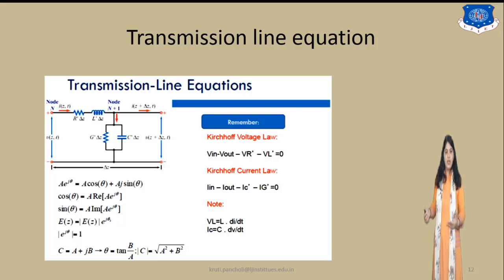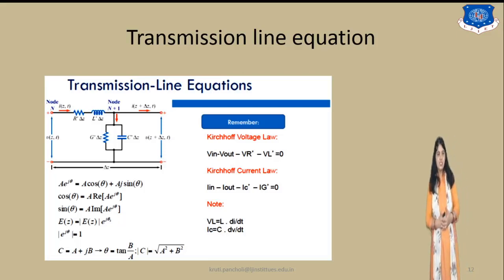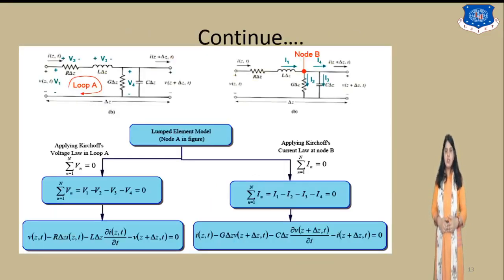Also we know the cos theta and sin theta values. What is the E z component? E z is E raised to the j theta z. We can also use the complex number C equal to A plus jB, where theta equals tan inverse of B upon A, and the magnitude is equal to the square root of A square plus B square. So now we are going to do the analysis by considering the KVL and the KCL.